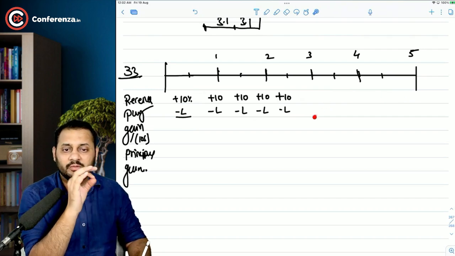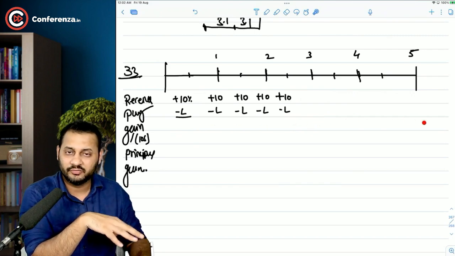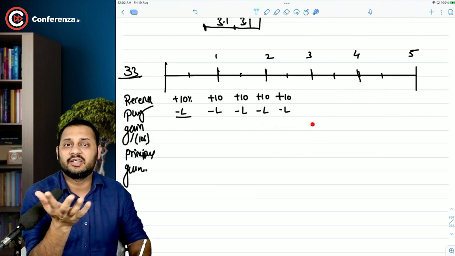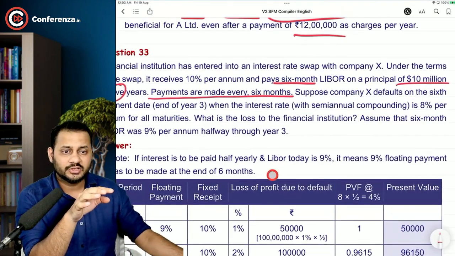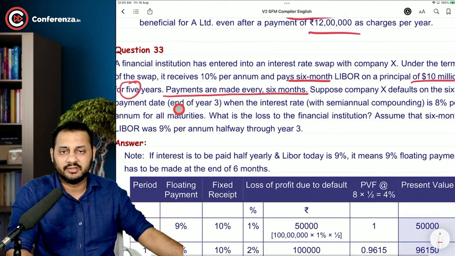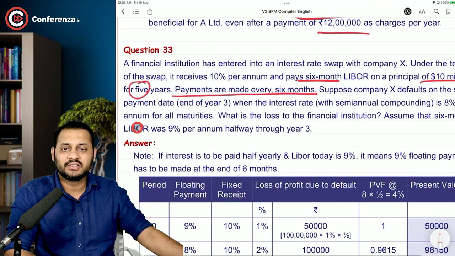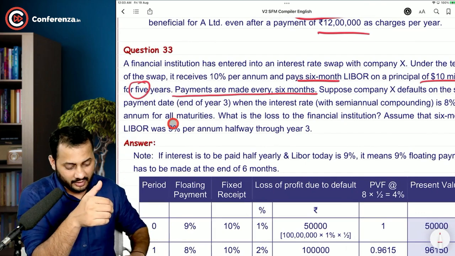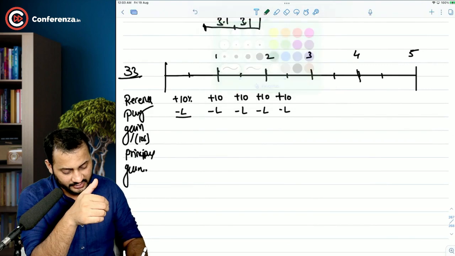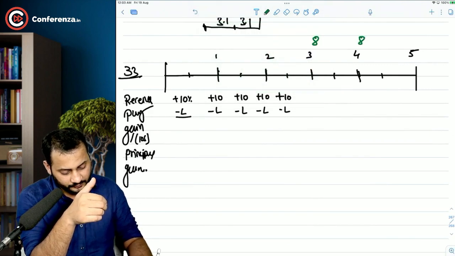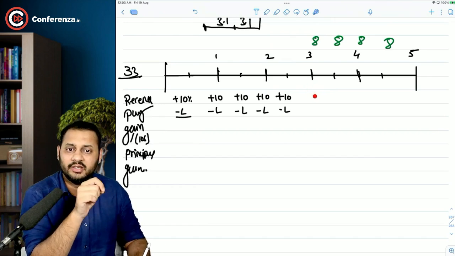So obviously there will be some profit or loss. If there is a gain on this part and if there has to be a gain on the future also, we have lost that gain because of the default of the party. Now understand the question. Suppose company X defaults on the 6th payment date, that means the end of year 3, when the interest rate with semi-annual compounding is 8% per annum for all the maturities. Right now the interest rate is 8% on this date.